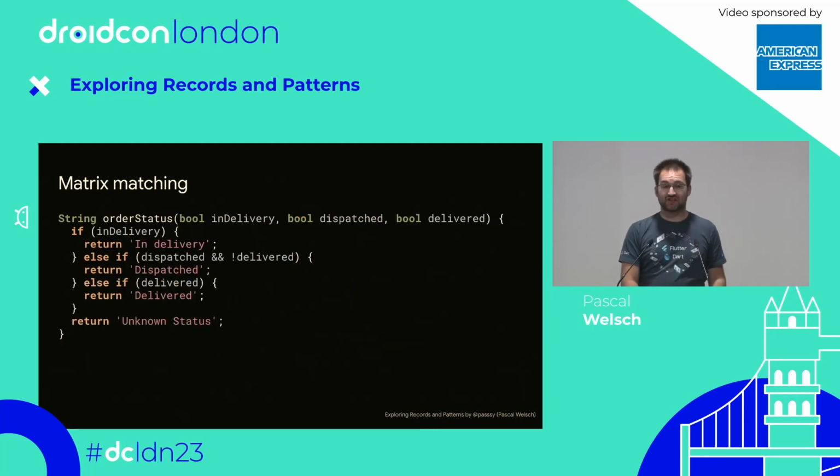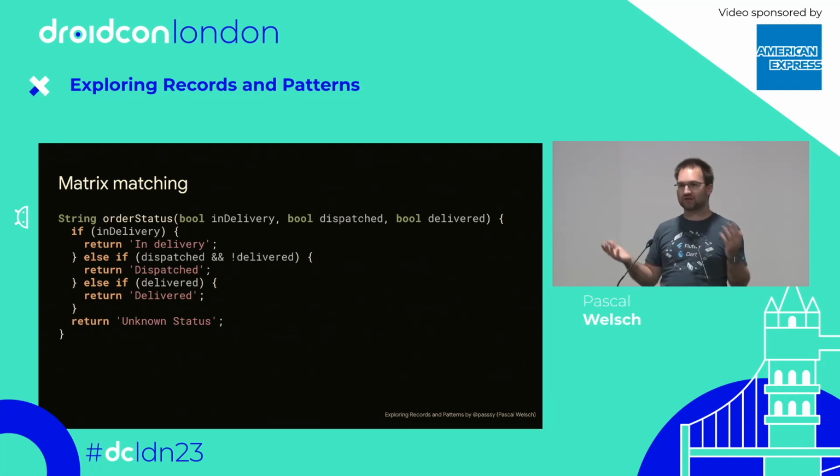And matrix matching is the final step. It's when you have a set of booleans, a lot of booleans, and you want to make sure that you handle all the different cases. It's quite easy with 2. It's a bit more complex with 3. With 4, it gets even more complex.